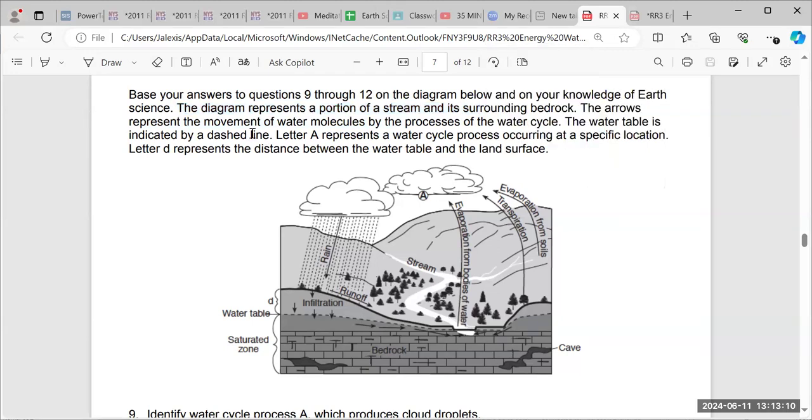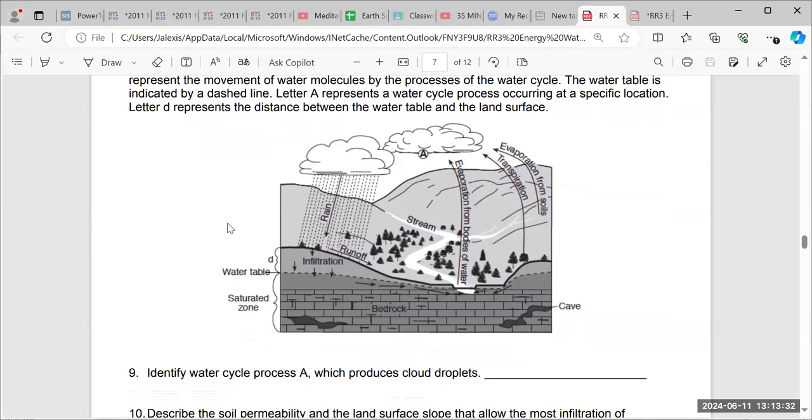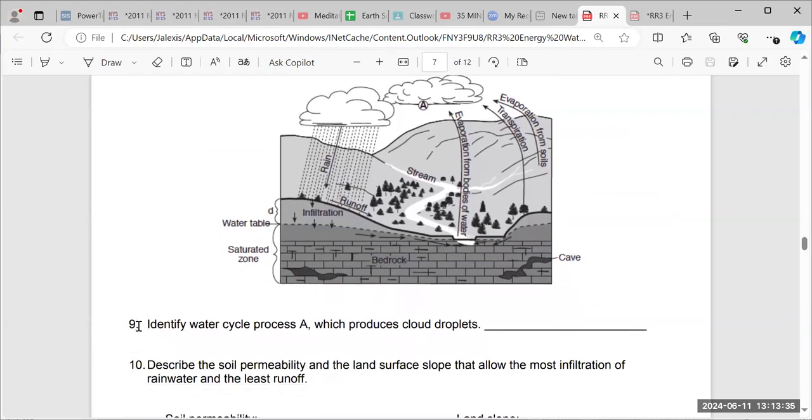The arrows represent the movement of water molecules by the processes of the water cycle. The water table is indicated by a dashed line. Letter A represents a water cycle process occurring at a specific location. Letter D represents the distance between the water table and the land surface. All right. So number 9, it says identify water cycle process A, which produces cloud droplets.